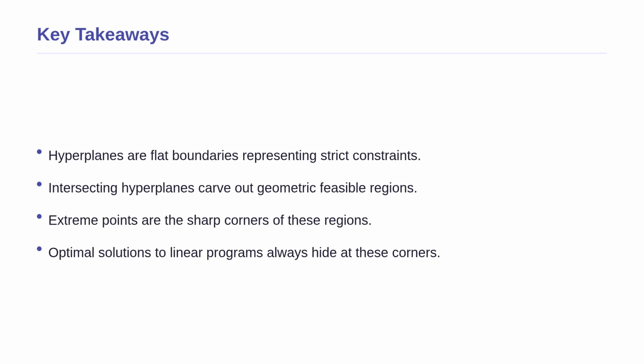To summarize our journey today, we have learned that a hyperplane is simply a flat boundary representing a strict limit in our problem. When multiple hyperplanes intersect, they carve out a geometric shape, and the sharp corners of that shape are called extreme points. Because the optimal solution always hides at one of these corners, understanding how to find them is the absolute foundation of all optimization techniques. You now understand the exact geometric logic that powers the world's most advanced decision-making software.